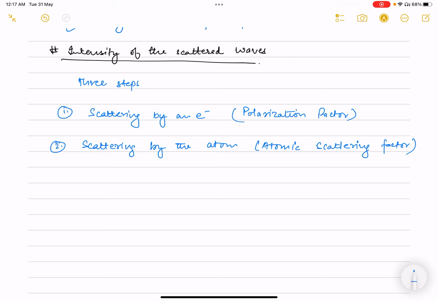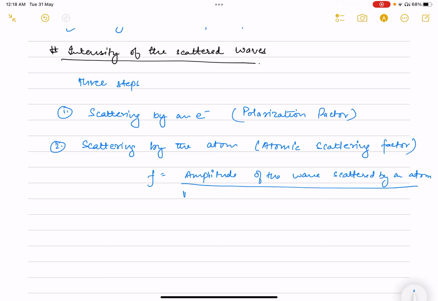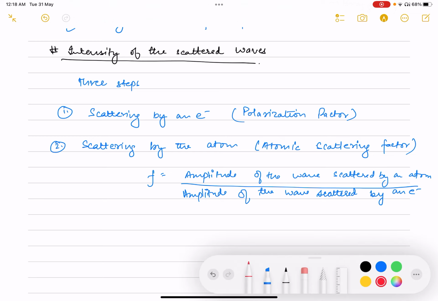So, we have a relation for atomic scattering factor, that is given as f is equals to amplitude of the wave scattered by an atom upon amplitude of the wave scattered by an electron. So, it is this particular ratio.